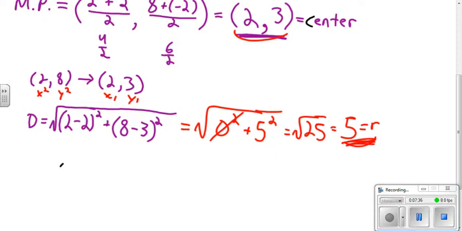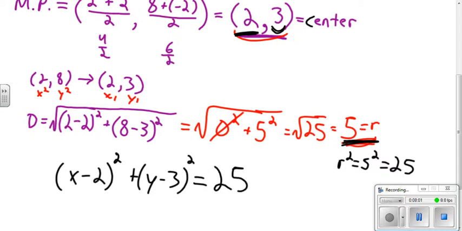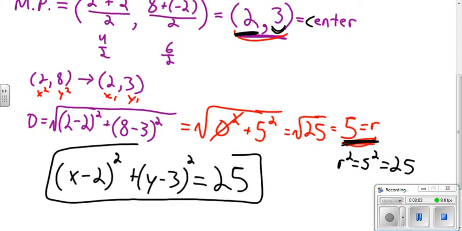We would say then (x minus 2), because that was this piece, squared, plus (y minus 3), that was this one, squared, equals our radius squared. Well, if 5 is r, then r squared equals 5 squared equals 25. So 25 is this piece here. So that would be our equation for the given circle.